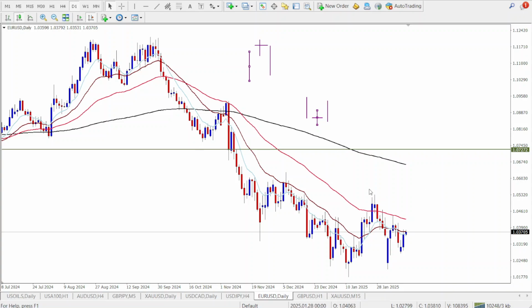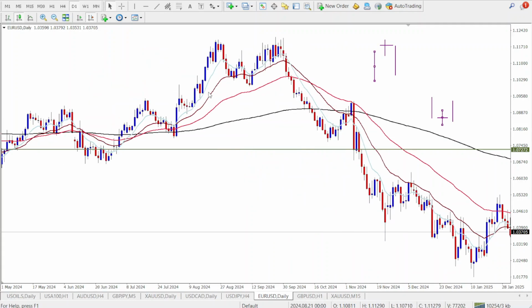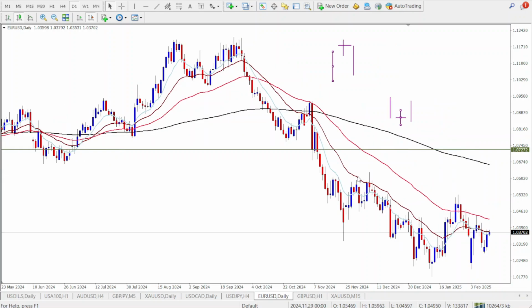Okay, now that we understand both tools, let's break down how to combine moving averages with candlestick patterns to enter strong trades. The first step is to identify the trend using moving averages. If price is above the moving average, we focus on buy trades. If price is below the moving average, we focus on sell trades. Now, the 50 EMA, remember the 50 is the red, the 200 is the black, right? The 50 EMA and 200 EMA help determine the overall trend.